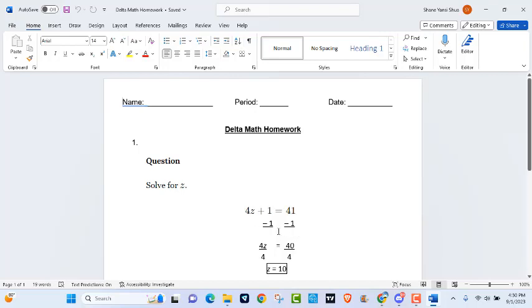So here, I'm going to subtract 1 from both sides of the equation. When I do that, you should see that the positive 1 and negative 1 are going to cancel out, leaving me just 4z on the left side. When I do 41 minus 1, that's going to leave me 40 on the right side. So then I'm at 4z equals 40. Again, I want to solve for z, so I'm going to divide both sides by 4. The 4's will cancel out, leaving me just a z on the left side. When I do 40 divided by 4, that's 10. Z equals 10. So that's the answer for question 1.